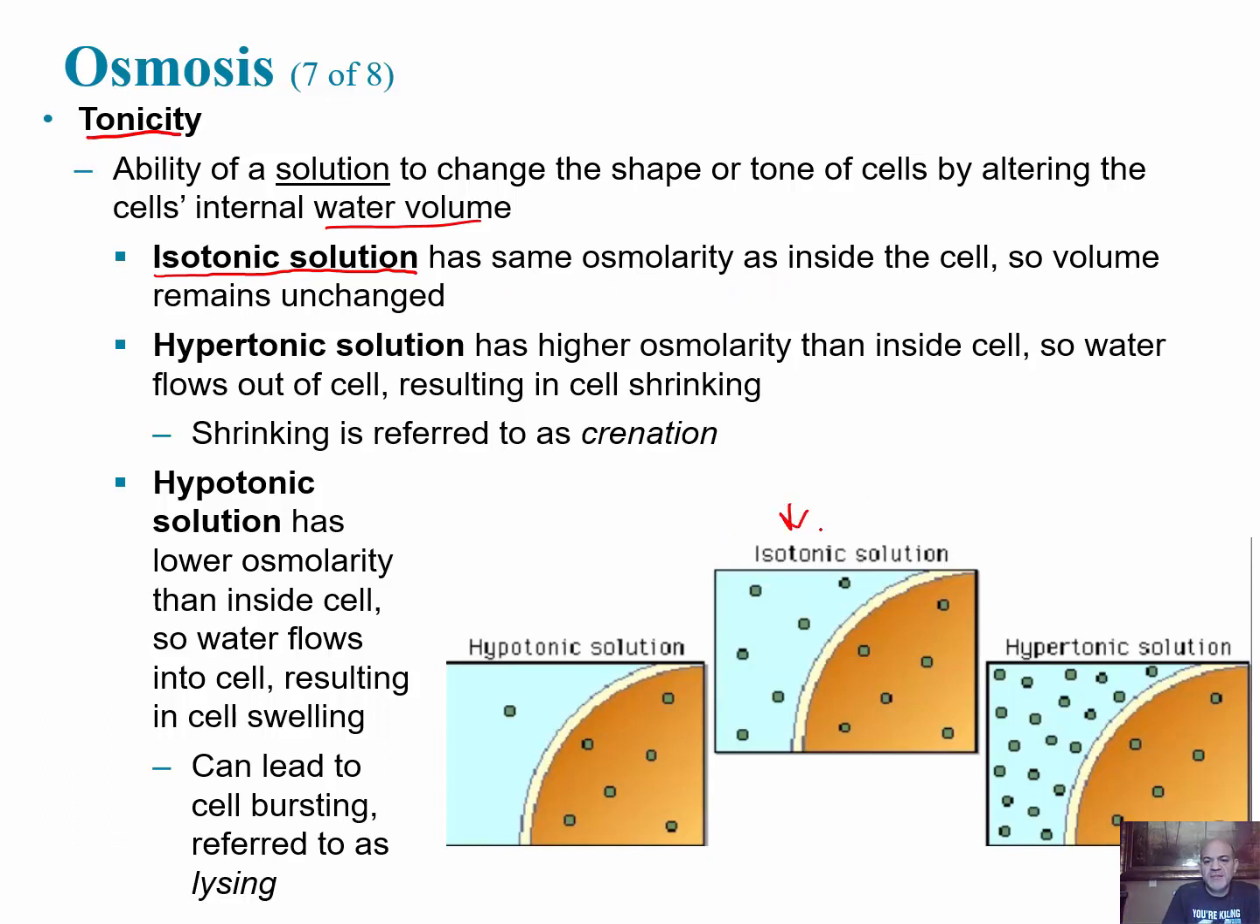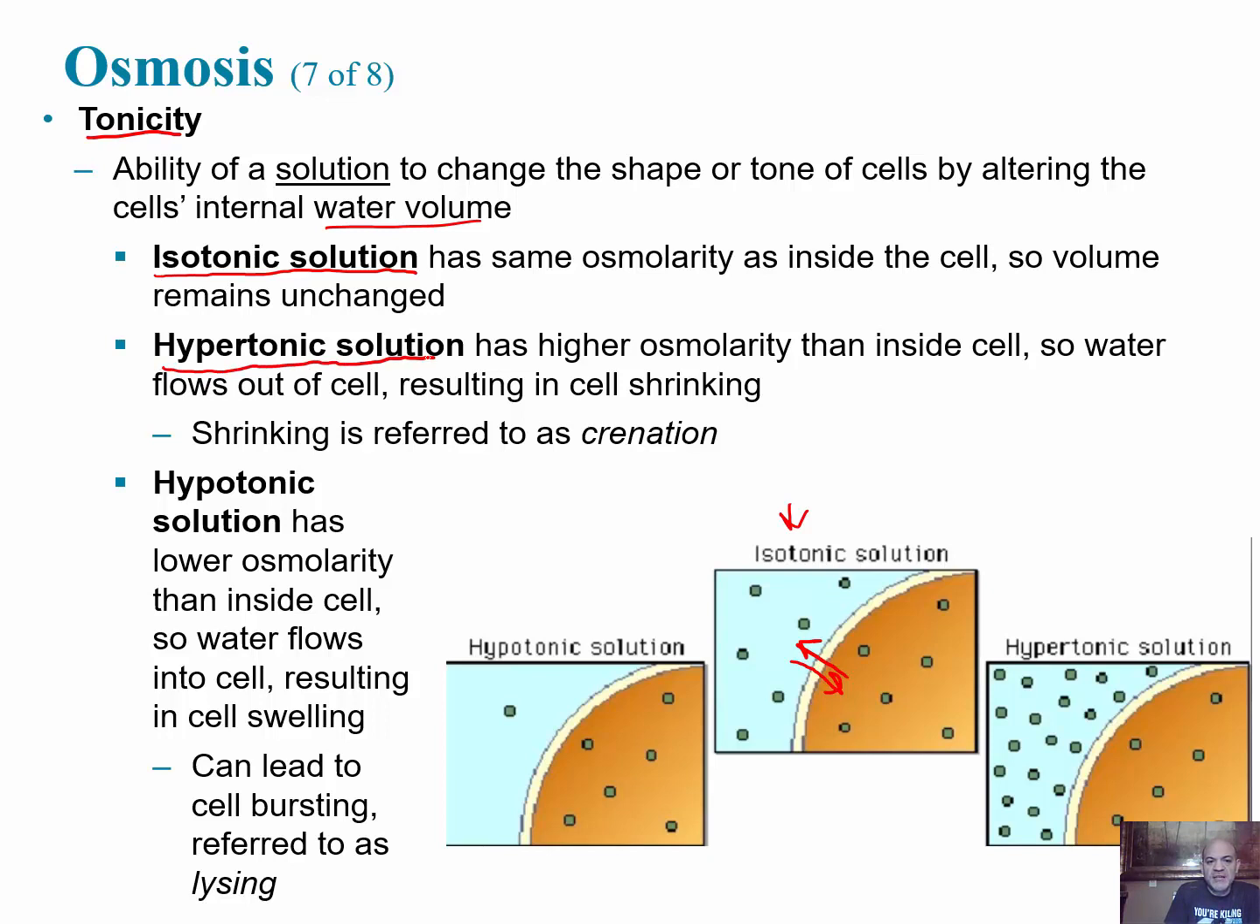So I have that isotonic model here. And the green dots just represent the solute particles in general. The plasma membrane is in white. And so overall, those solute particles are drawn to say we have the same osmolarity on each side. So water will still move through the membrane, but we're going to have an equal amount of water moving in as moving out. So there's going to be no change in volume.